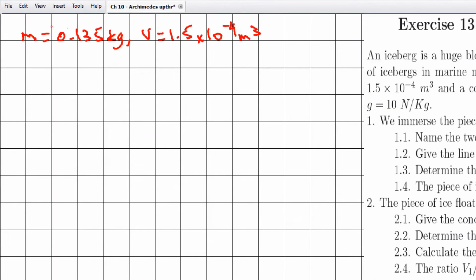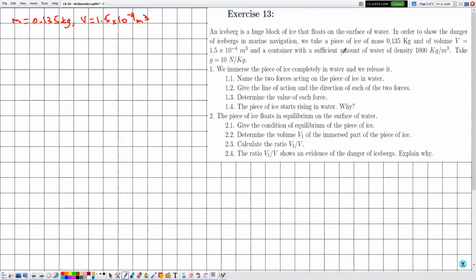So what does this volume represent? It represents the total volume of this piece of ice and a container with a sufficient amount of water of density 1000 kilogram per meter cube. So let's denote the density of water to be given by rho water, 1000 kilogram per meter cube.